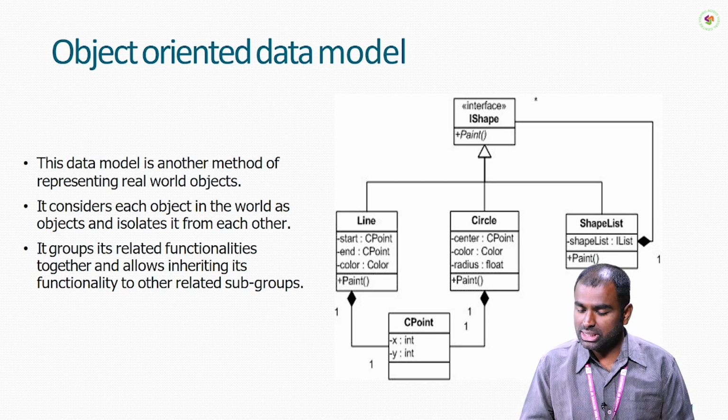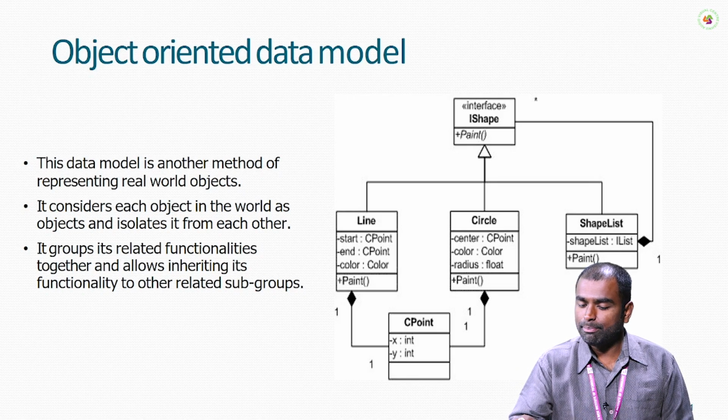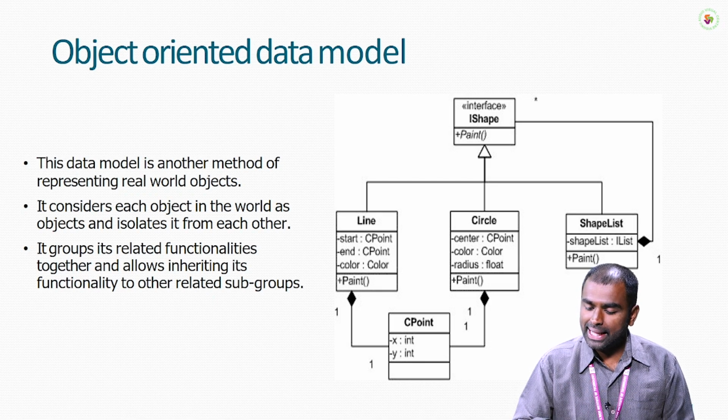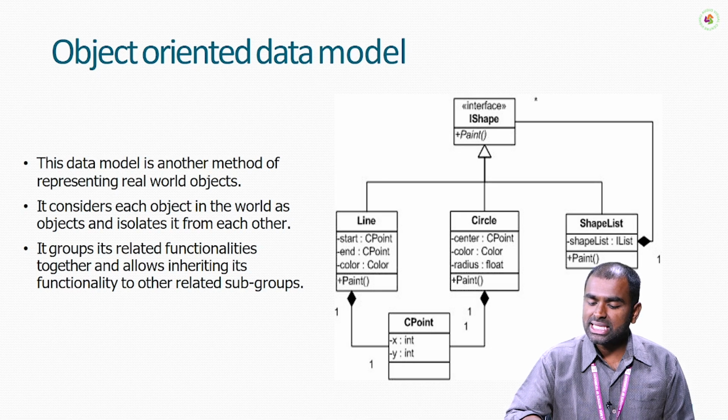Here, if you have seen, these are all generalized. Line, circle, shape list, these are all generalized to I shape. What we can say is that these all inherit from the interface shape, that is I shape. From I shape you inherit the properties to line, circle and shape list. For these three classes, you are inheriting the properties of the class called I shape, interface shape.